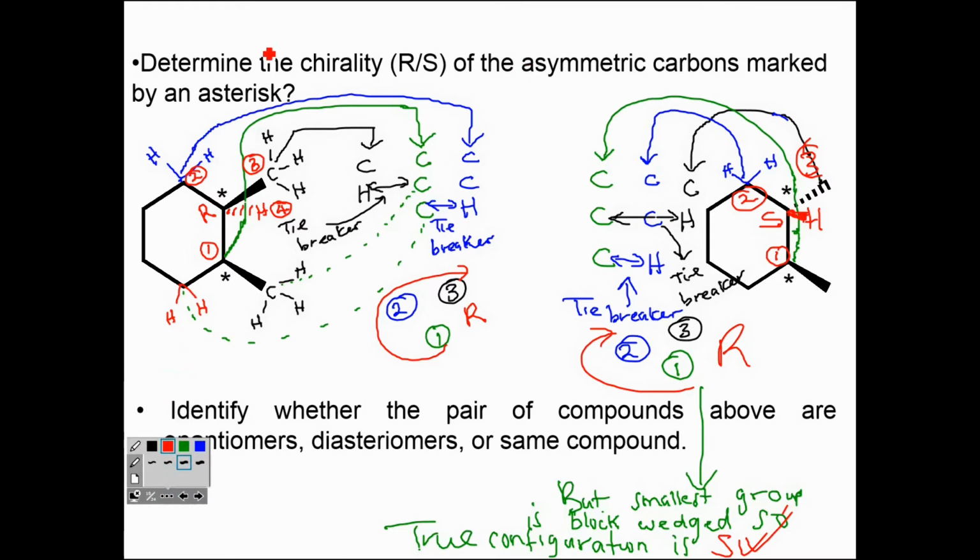So you need to determine the relationship between these 2 molecules, and you have 2 chiral carbons per molecule marked with an asterisk.